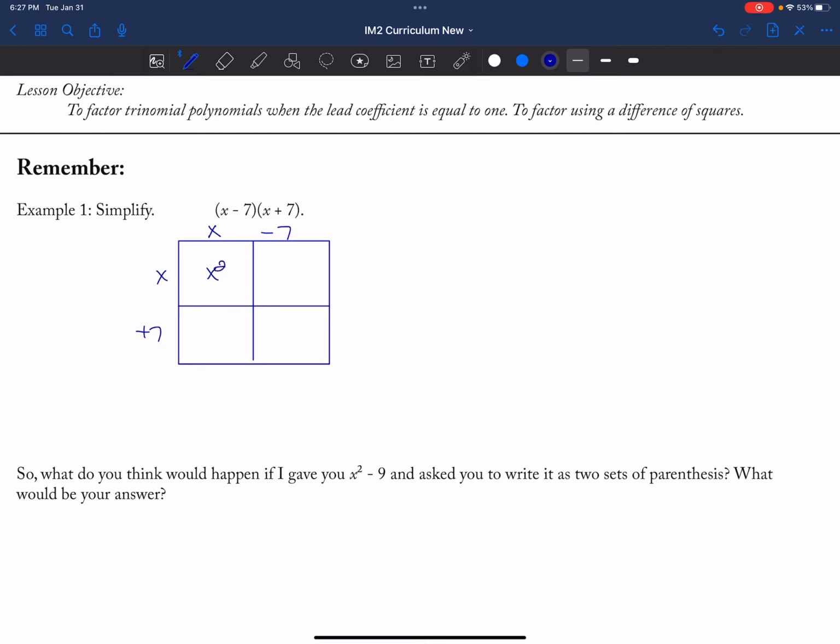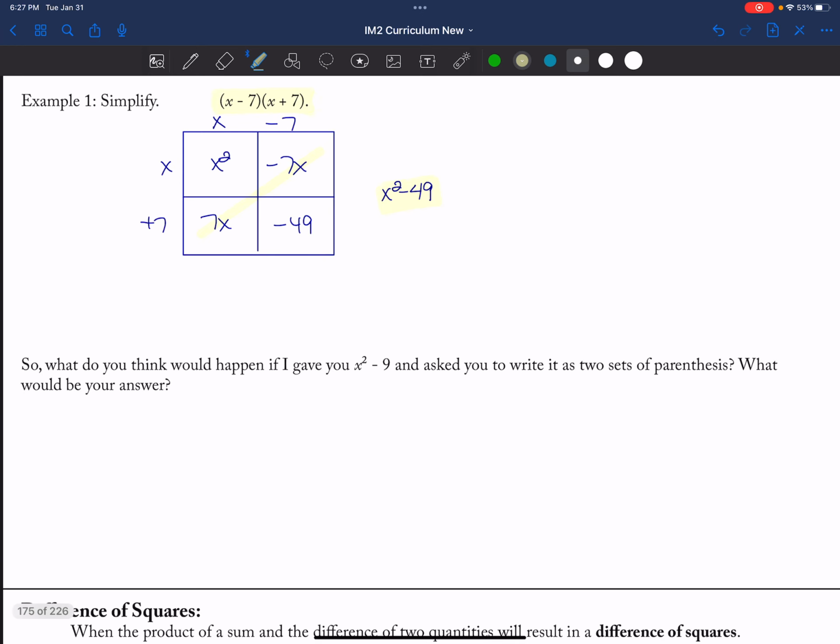And we multiplied, so we got x squared minus 7x plus 7x and minus 49. So really what ended up happening was across my diagonal, I ended up with no x term. So I'm left with an x squared minus 49. The simplified form, or standard form, for a polynomial is this, x squared minus 49. The factored form is the one with the parentheses in it.